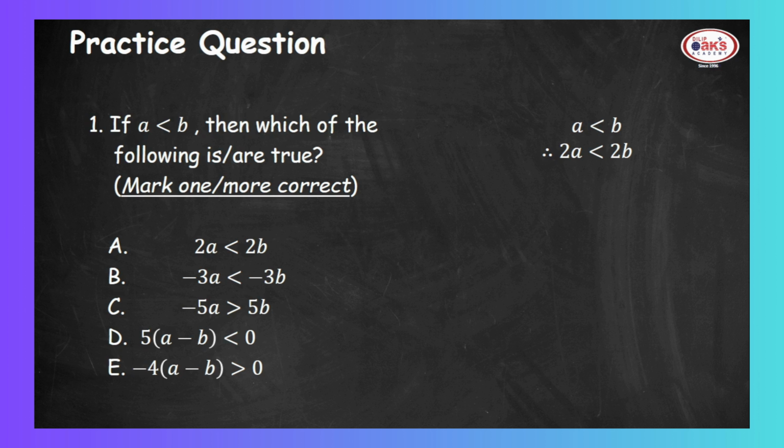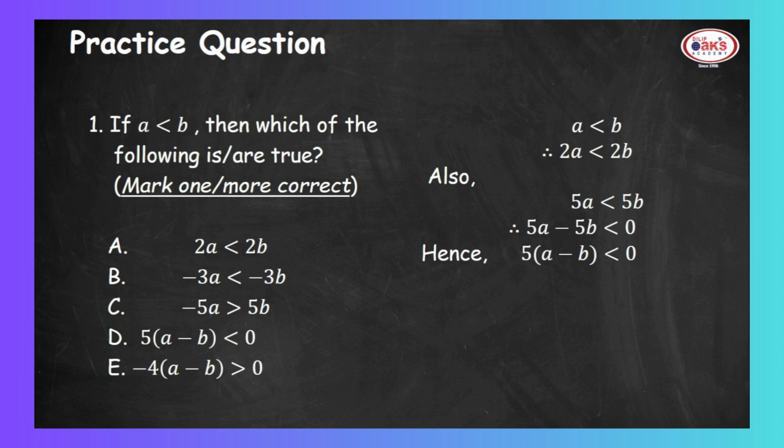But of course it could be one of the correct answers, because I can still do something more with this inequality. I can multiply both sides now by 5 and we will get 5A is less than 5B. So taking 5B to the left side, we get 5A minus 5B is less than 0. And taking 5 common from both the terms on the left side, we get 5 times (A minus B) is less than 0. So that makes option D as well to be the correct answer.